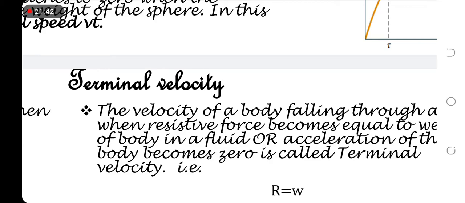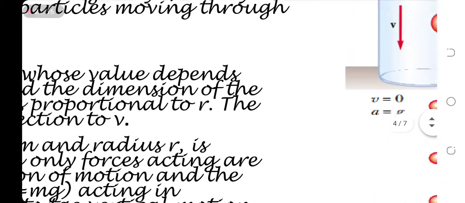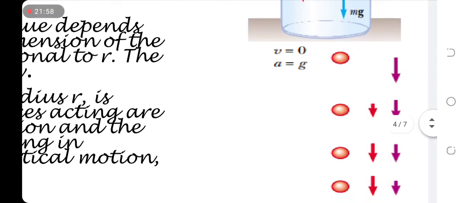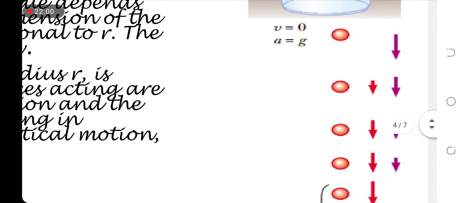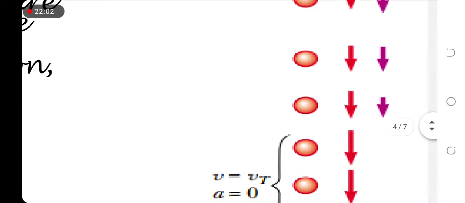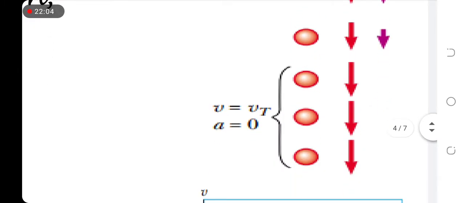For terminal velocity, basically the term at the end of the velocity of a body. As we have seen, the motion starts when velocity is increasing. At some stage the velocity becomes constant. Where the body has constant velocity, the terminal velocity is present there.